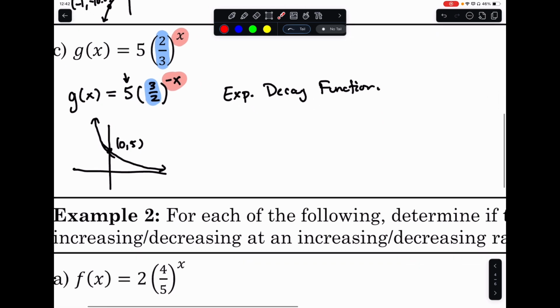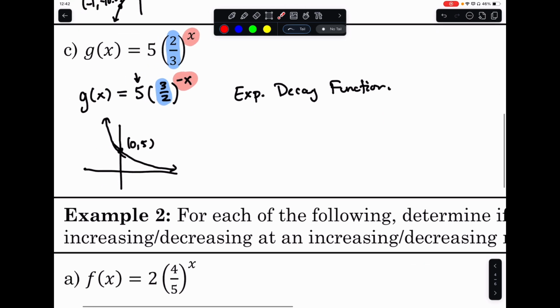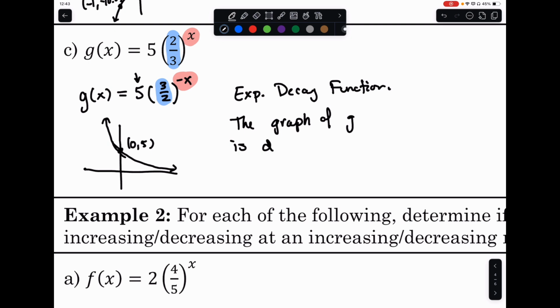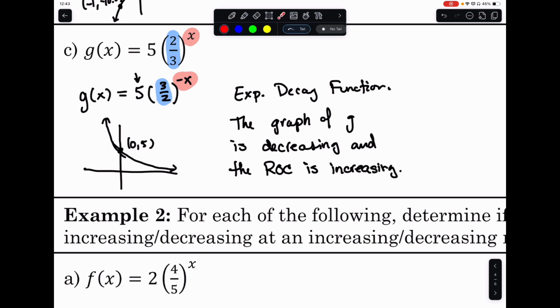So the graph will look like this, okay? Well, what are the key characteristics about this graph? Well, again, our y-intercept is (0, 5). The graph of g is decreasing, okay, which is again correlating to the fact that it's an exponential decay, and the rate of change is increasing because it's concaving upwards.